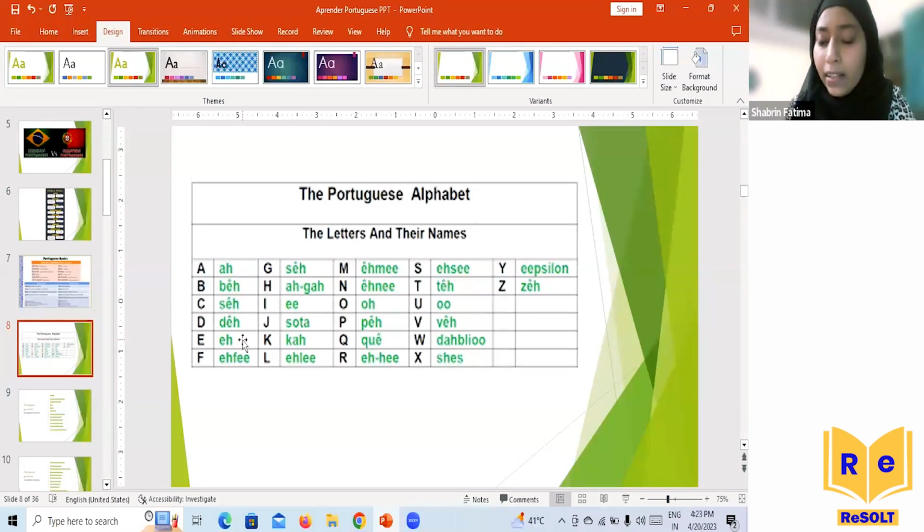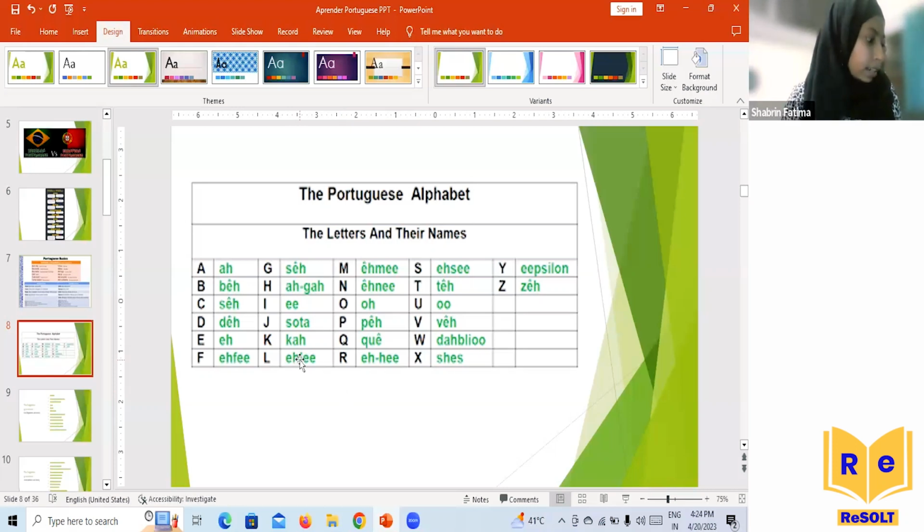D is Day, not the, from the tongue. Day. Then we have E. E is A. Then we have F. F is FE, a bit longer. In English it's F, but here it's FE. Then we have G. G is J, a little bit of different sound, not a clear J. Then we have H. H is Aga. I is E. J is Jota.